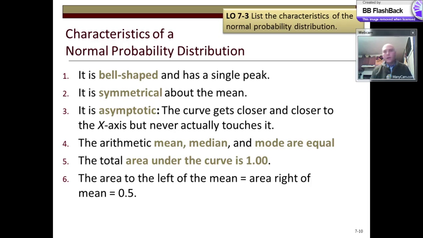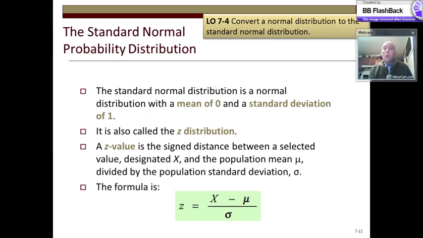And the last one is a sort of a corollary of having a symmetrical distribution where the total area is 1. All the area to the left is 0.5. All the area to the right is 0.5. Now, these are properties of the distribution, and they're going to be pretty useful when we start doing examples.